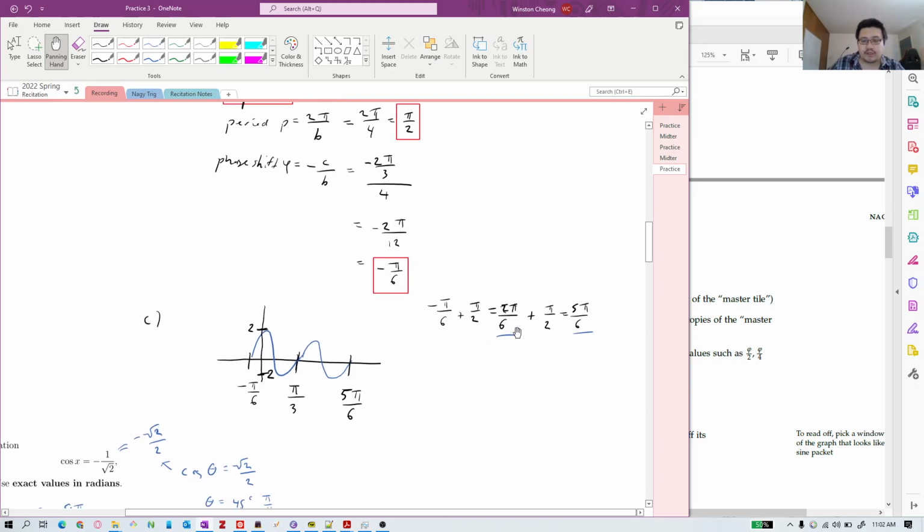And since we want another period, we add another period to this. So add another pi over 2, 3 pi over 6. 2 plus 3 is 5. So we got 5 pi over 6. So these are the other two tick marks. And of course, we reduce 2 pi over 6. We write it pi over 3. And then, well, for each of these subintervals, we then put a standard sine packet into it.